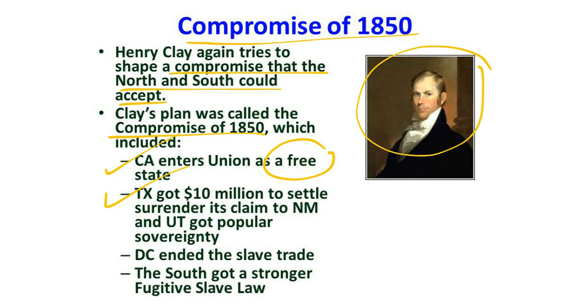Texas was to receive $10 million to surrender its claim to the New Mexico land it had claimed, and Utah got popular sovereignty, which means the voters in Utah would vote to decide whether the territory would be slave or free. In Washington, D.C., the slave trade was ended forever. And to make the South happy, the South received a stronger fugitive slave law, which we're going to discuss more in class because it's going to have a large impact on runaway slaves and basically escaping into the North to gain their freedom.